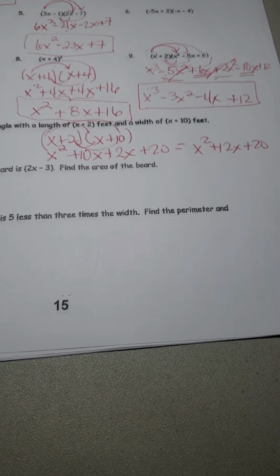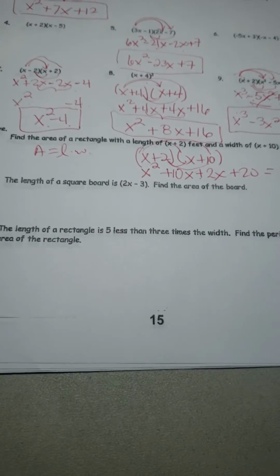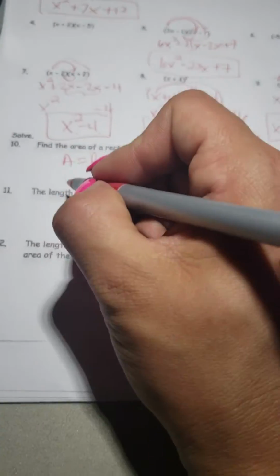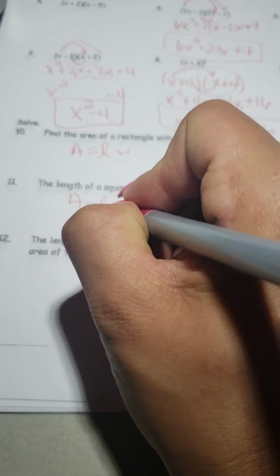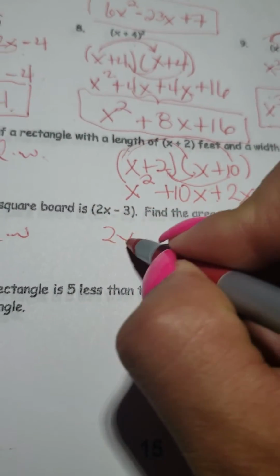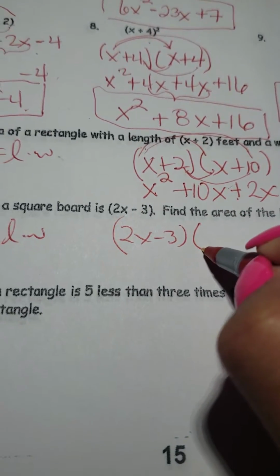Questions? All right, number 11. It says the length of a square board is 2x minus 3. Find the area of the board. Doesn't matter if it's a square or a rectangle, it's still length times width. So if my length is 2x minus 3, what is going to be the width if it's a square?